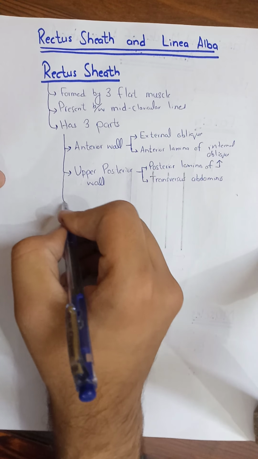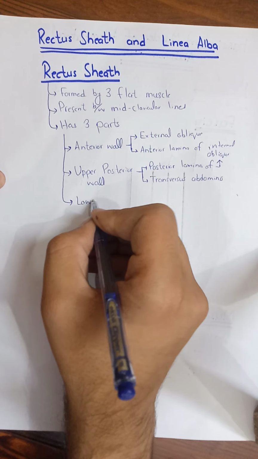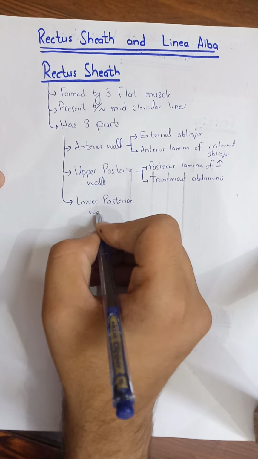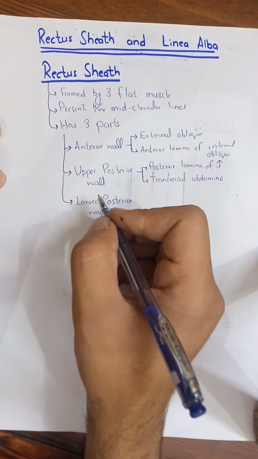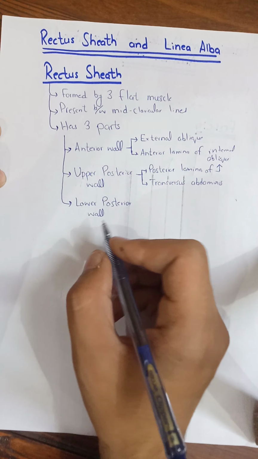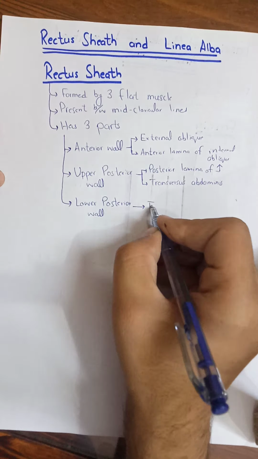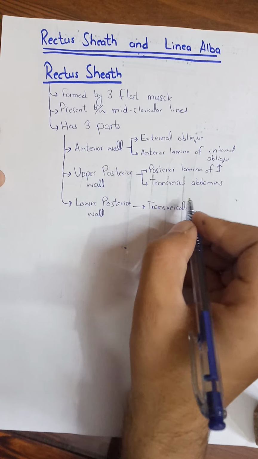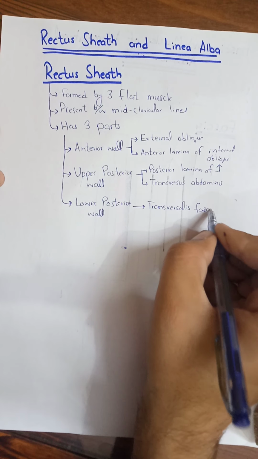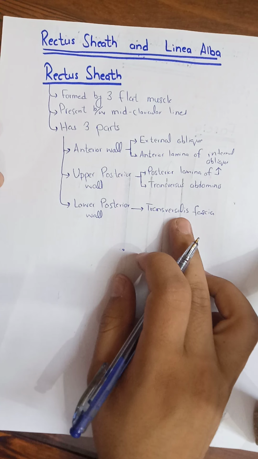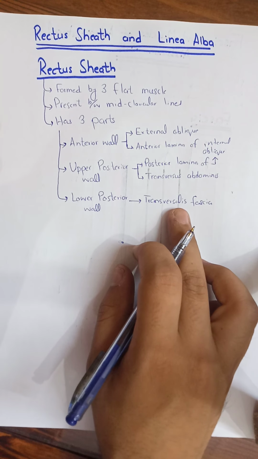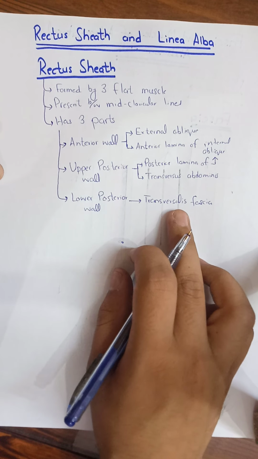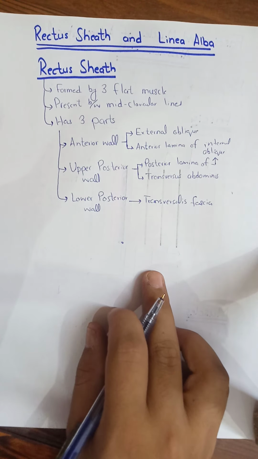The next one is the lower posterior wall. This lower posterior wall is formed by the transversalis fascia. And we have seen in the lecture on fascia that this transversalis fascia was derived from the endo-abdominal fascia when it was covering the transversus abdominis muscle. So it forms the transversalis fascia.